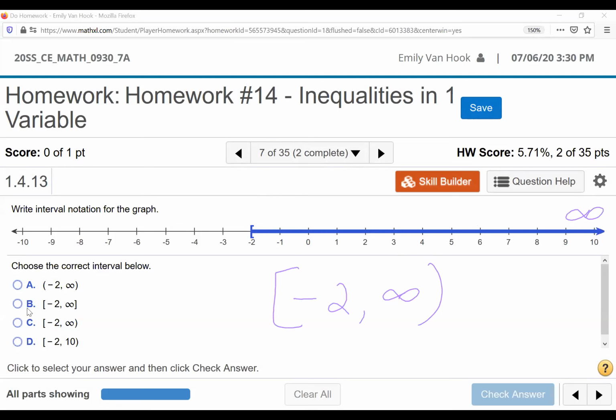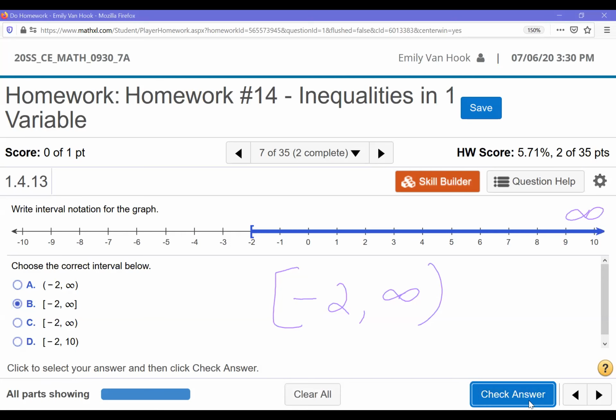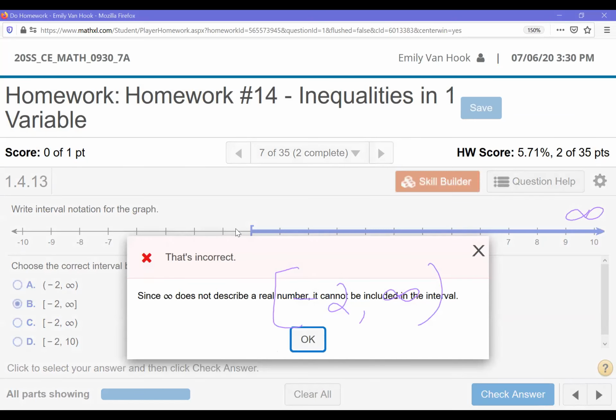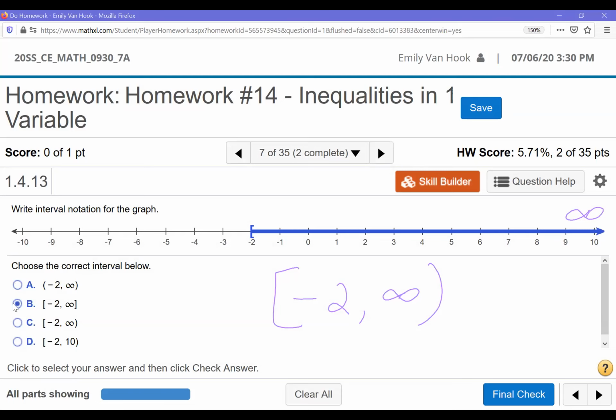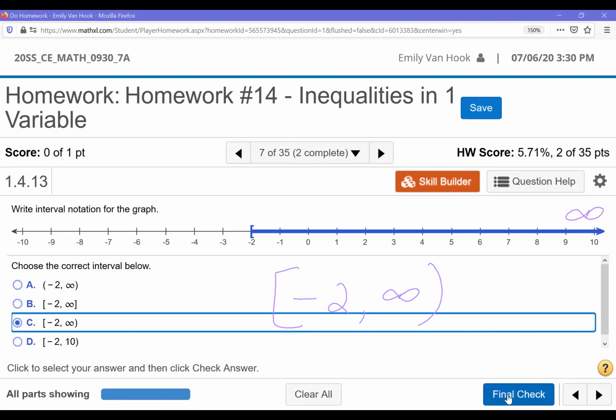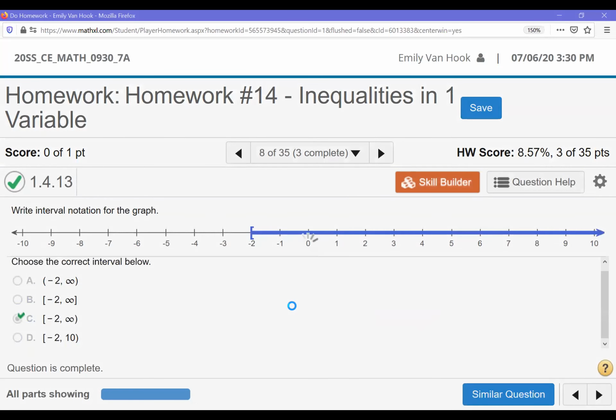Let's see what happens when I choose the wrong choice. I'll choose the one that has square brackets around infinity. Here's my little error message. Since infinity does not describe a real number, it cannot be included in the interval. So I need to choose choice C instead. Notice how that button said final check. I only got two chances for that one because it's multiple choice. You're not going to get three chances for a multiple choice question. But you can always click similar question.